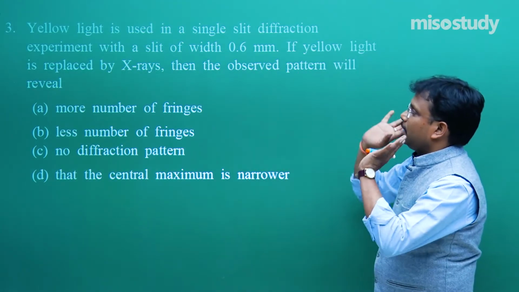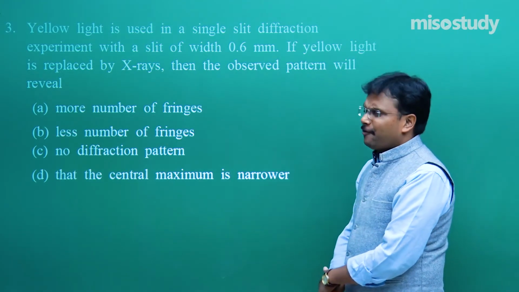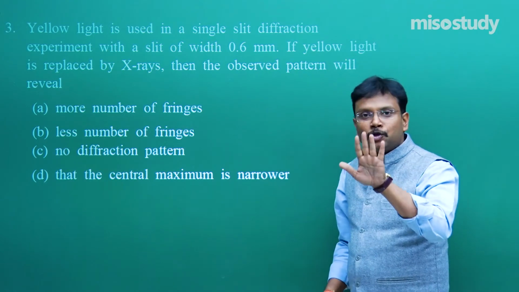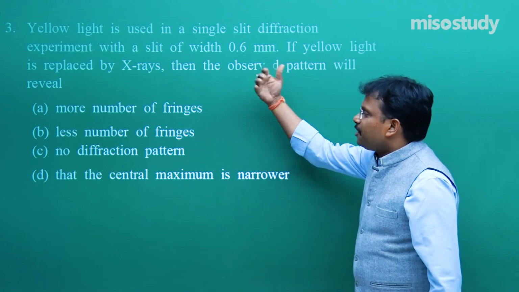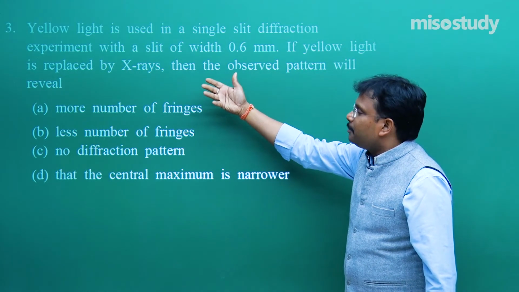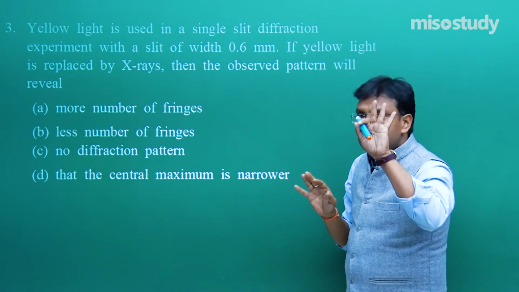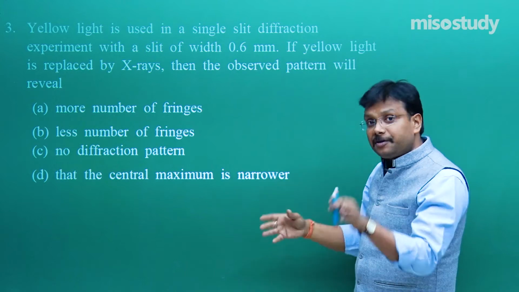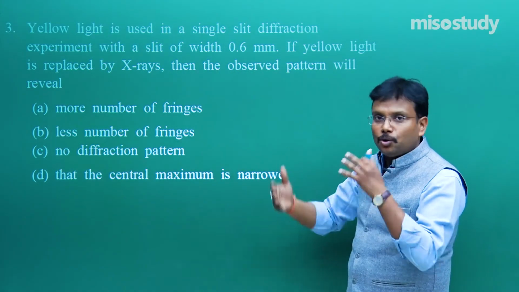First we will try to understand. Yellow light is used in a single slit diffraction experiment. My suggestion to all of you is to stop your video here. Why? Because a similar type of statement or question I just discussed, question number 2. Now if you stop your video, what will happen? You can read it, think it, try it, and after that run the video so that you can match your approach, fine.